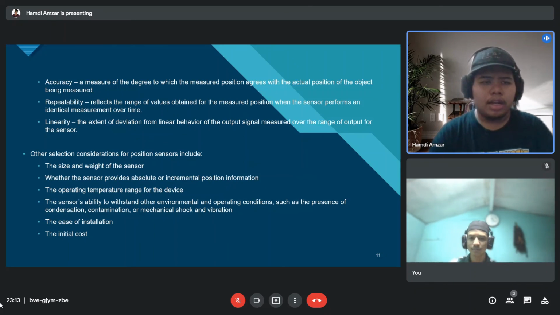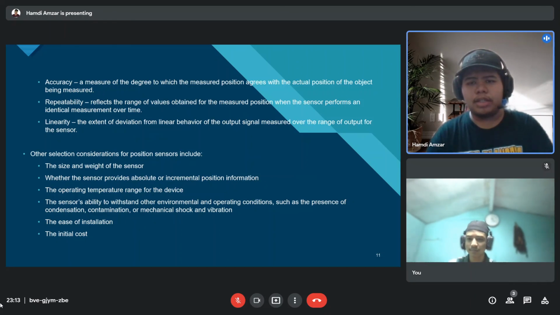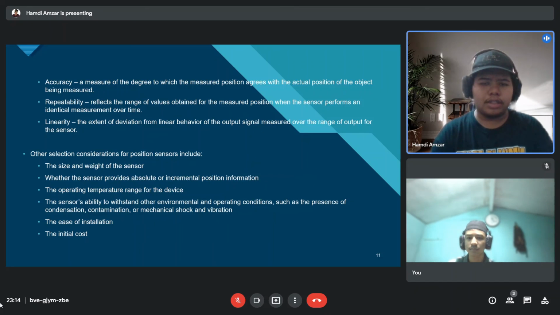measured. Repeatability, reflects the range of values obtained for the measured position when the sensor performs an identical measurement over time. Linearity, the extent of deviation from linear behavior of the output signal measured over the range of output for the sensor. Other selection considerations for position sensors include the size and weight of the sensor.